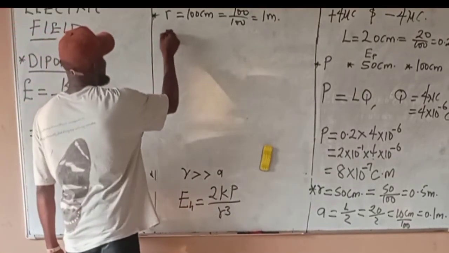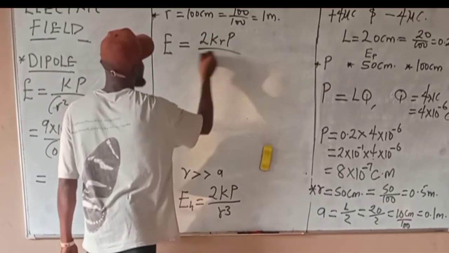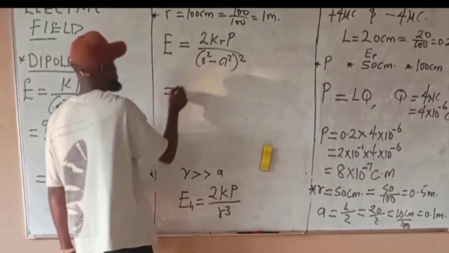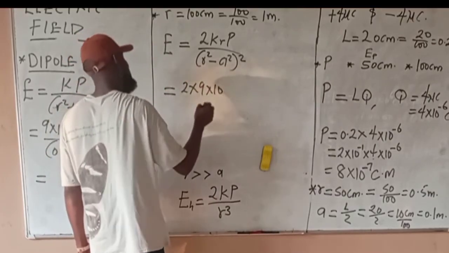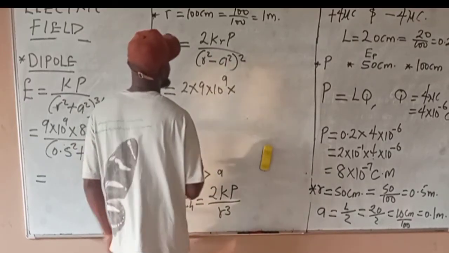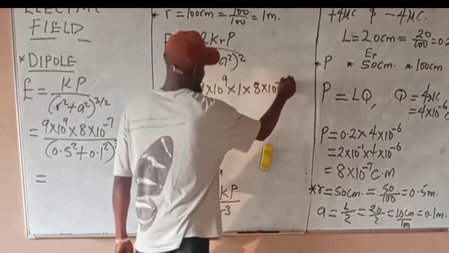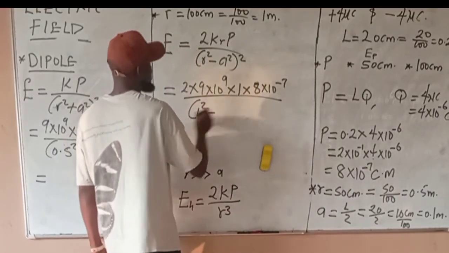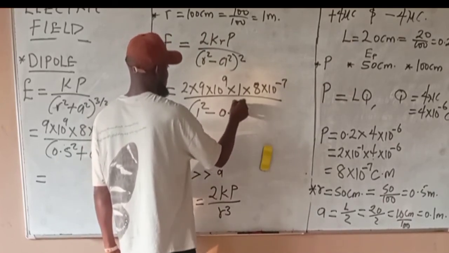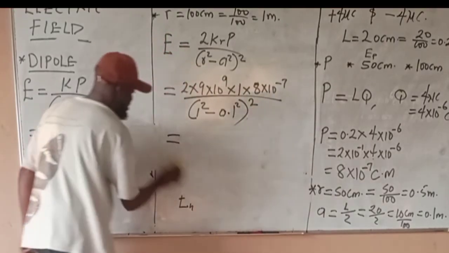So the electric field at the prolonged distance now will be 2krp over r squared minus a squared, everything to the power 2. That will give us 2 times 9 times 10 to the power 9, times r, which is 1, times 8 times 10 to the power minus 7, over 1 squared minus a squared, where a is 0.1, so 0.1 squared, everything to the power 2. If you solve this one, you will have your answer there.